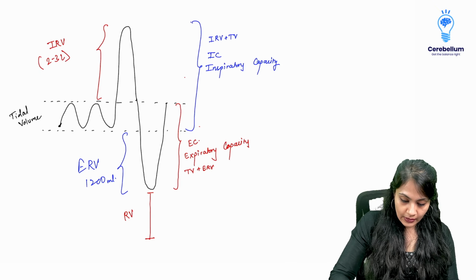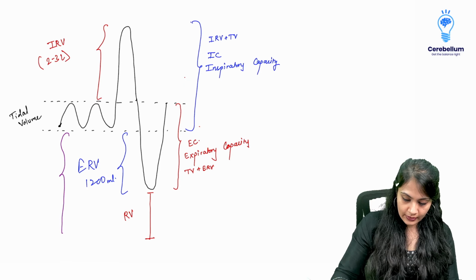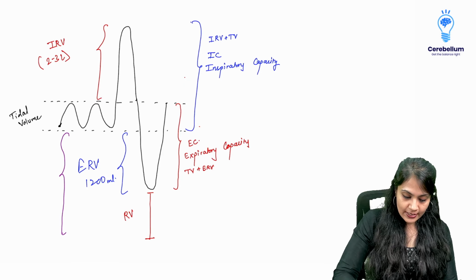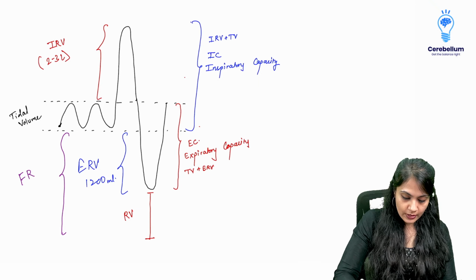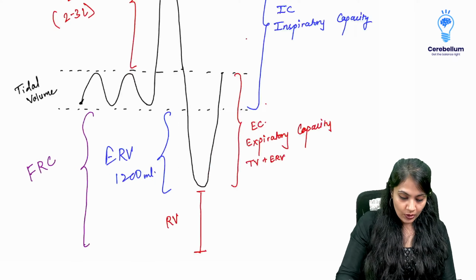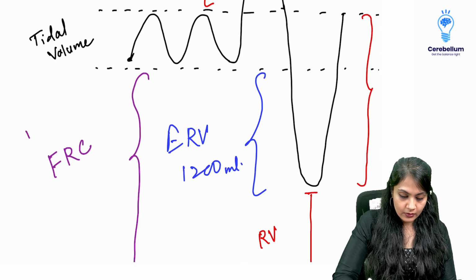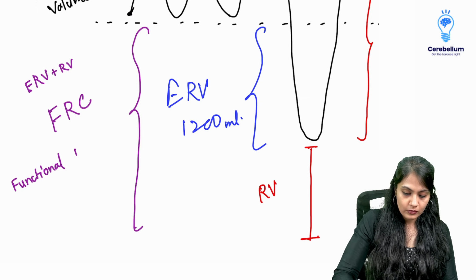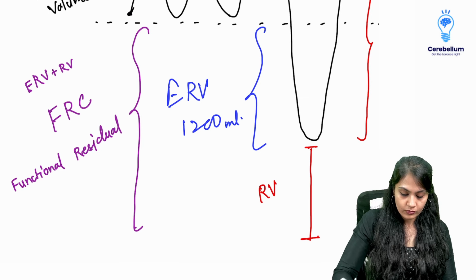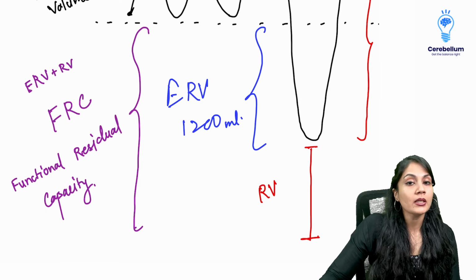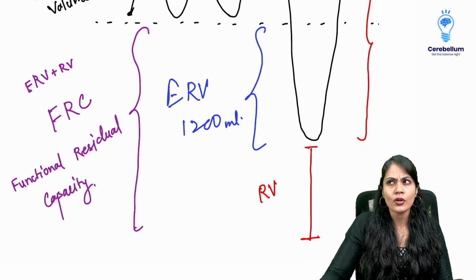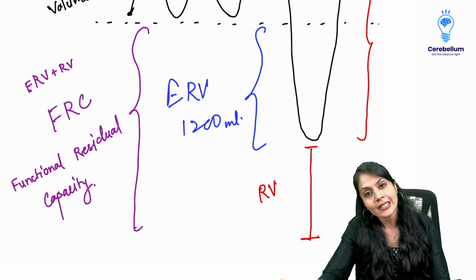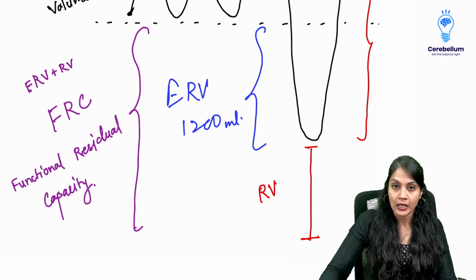Now, if I add the ERV plus RV, then what will it be? It is going to be called functional residual capacity, FRC. What is the FRC? It's the ERV plus RV. It is called functional residual capacity. What do you mean by that? Why did we call it a functional residual? Because it is not per se a residual. Some part of it can come out, some part of it will reside inside the lungs, right?